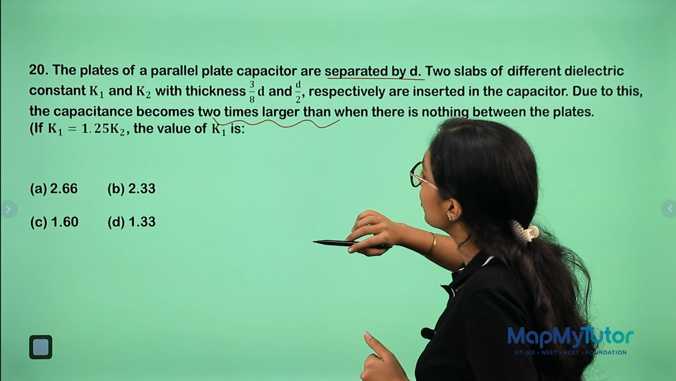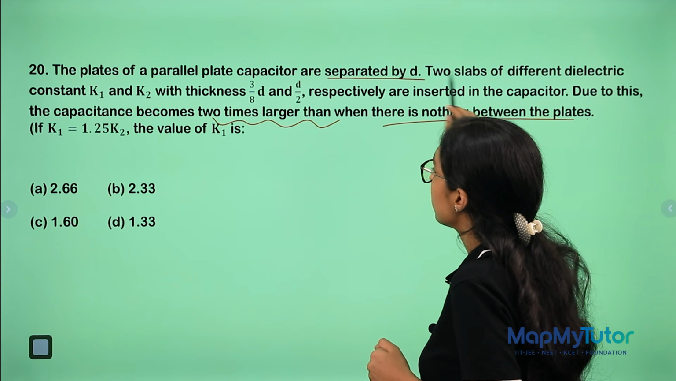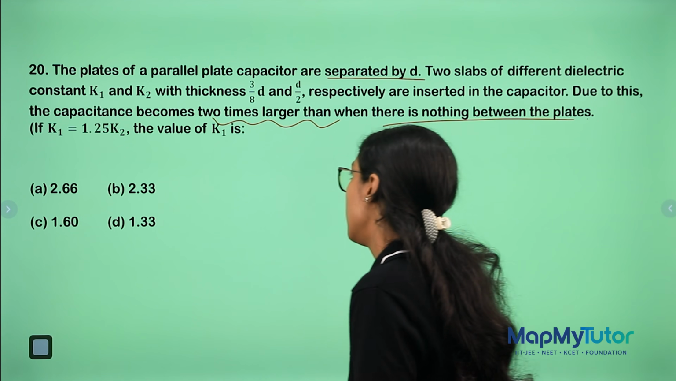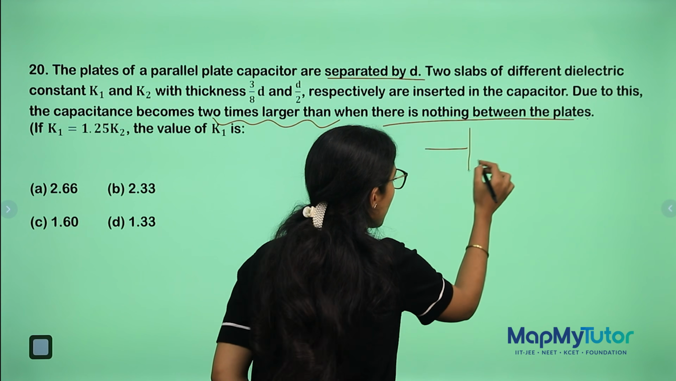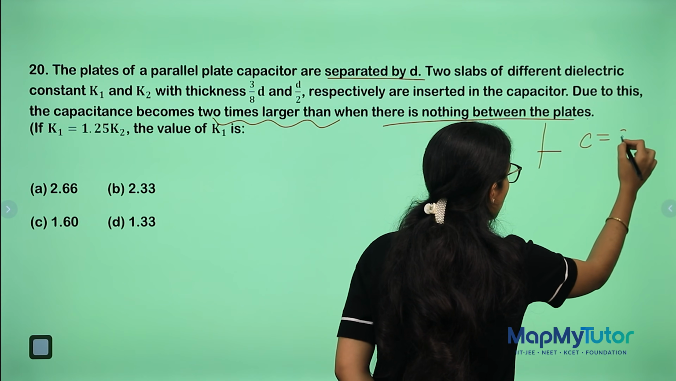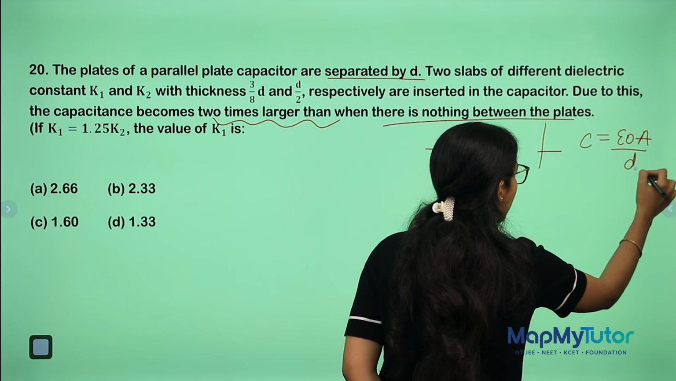What you need to find out is the value when there is nothing in between. So let me explain the basic concept to you first. When you have only the capacitor, what is the formula? Epsilon naught A by D.